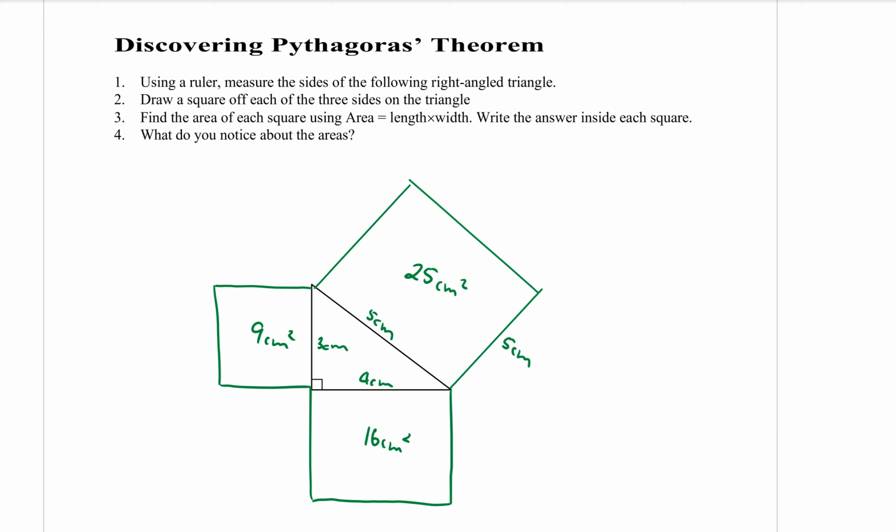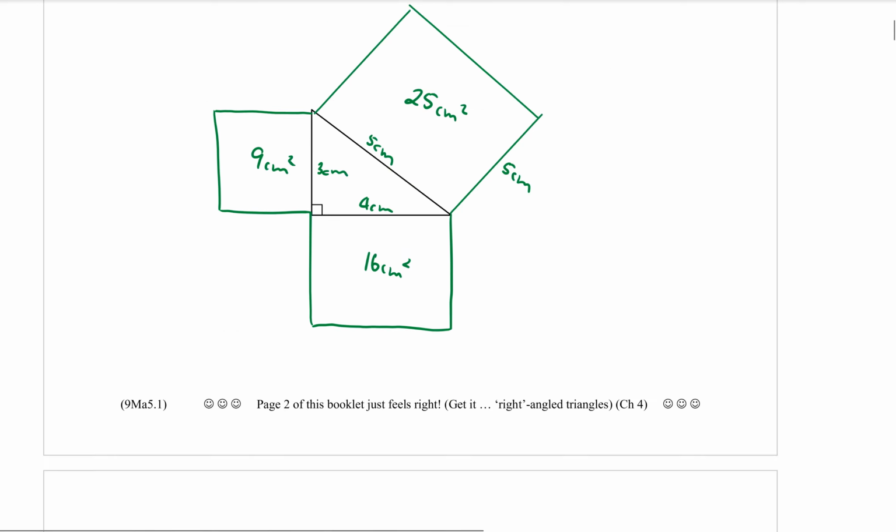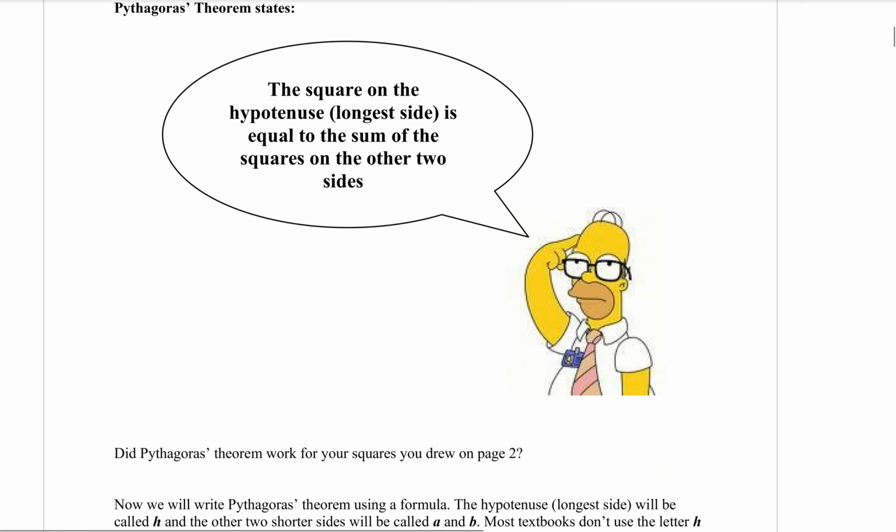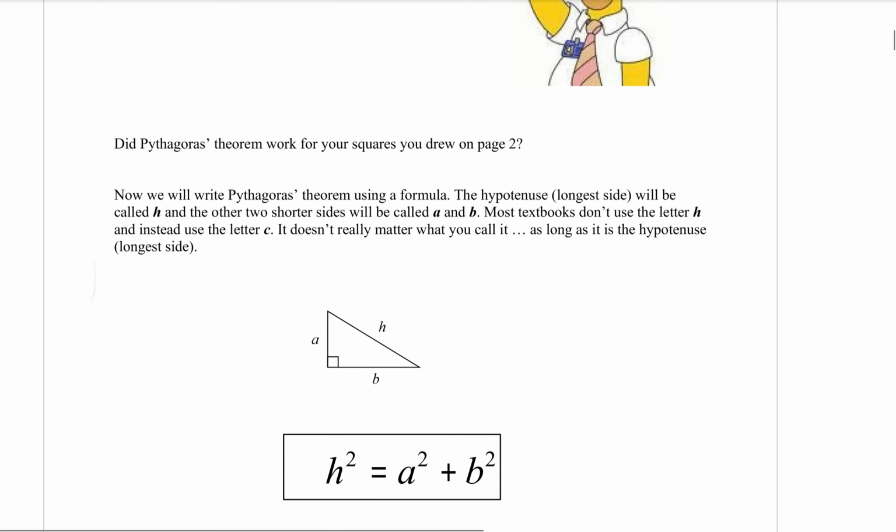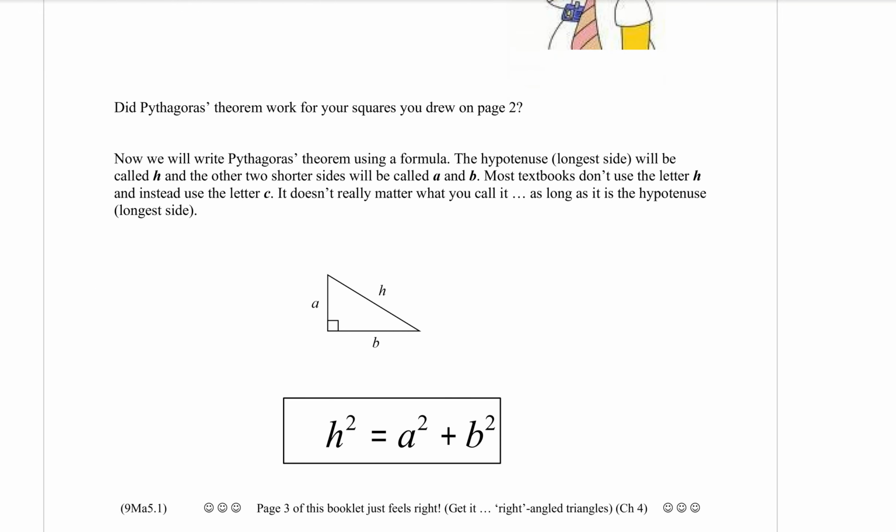$25. So what I've done, 3 squared plus 4 squared gave me the 5 squared. And that is Pythagoras' theorem. That is the rule that we get. Oh, where is it? Way down here. There it is. The hypotenuse squared is always equal to a squared plus b squared, the two shorter sides, squared and then added together.